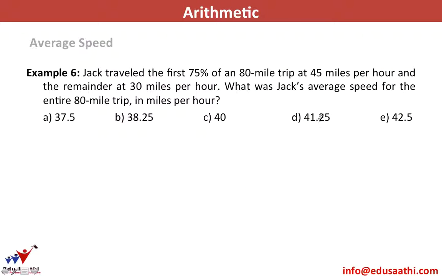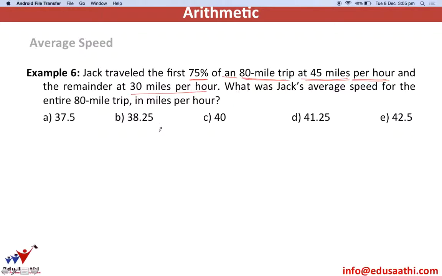The next question that we have is, Jack traveled the first 75% of an 80-mile trip at 45 miles per hour and the remainder at 30 miles per hour. What was Jack's average speed for the entire 80-mile trip in miles per hour? Now, in this question there is nothing like same distance or same time. So nothing is same.